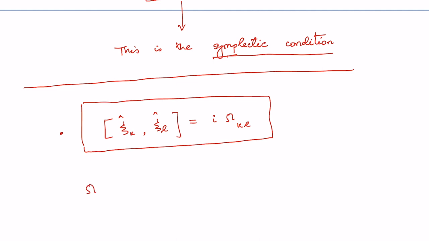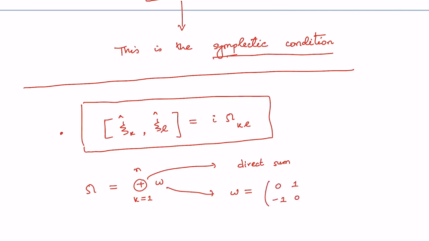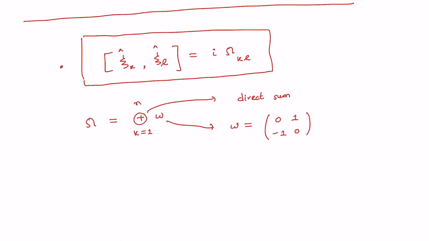Here, this omega matrix is equal to the direct sum over small omega, with k going from 1 to n. This symbol refers to direct sum, and this omega is the matrix 0, 1, minus 1, 0. Let me illustrate this for n equal to 2. So omega for n equal to 2 would be omega, 0, 1, minus 1, 0, direct sum with another omega, 0, 1, minus 1, 0.